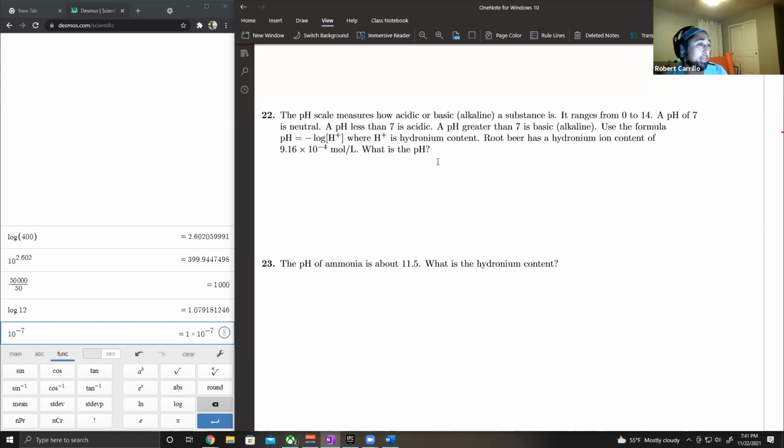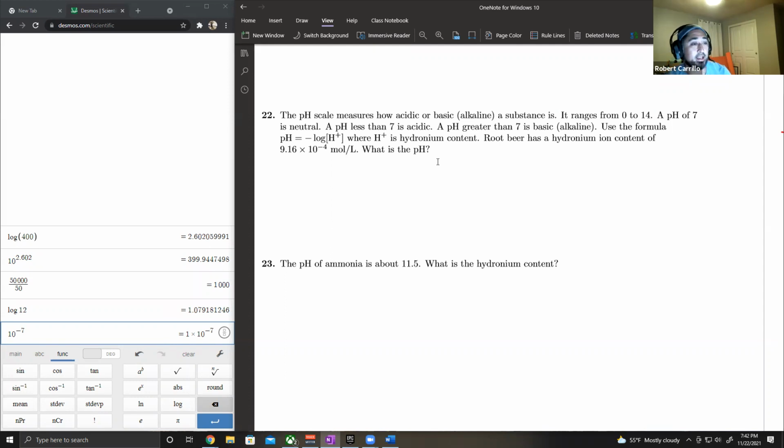Okay, 22 then. The pH scale measures how acidic or basic a substance is. It ranges from 0 to 14. A pH of 7 is neutral. A pH less than 7 is acidic, and a pH greater than 7 is basic. Use the formula pH equals the negative log of hydronium, H plus, the hydronium content. Root beer has a hydronium ion content of 9.16 times 10 to the -4 moles per liter.